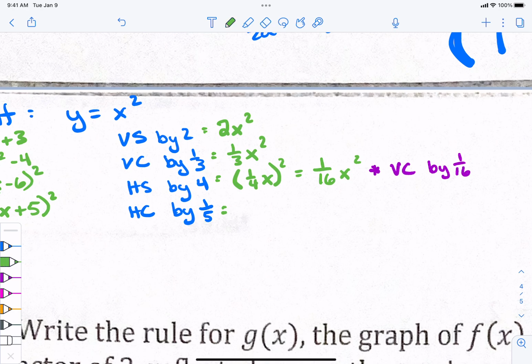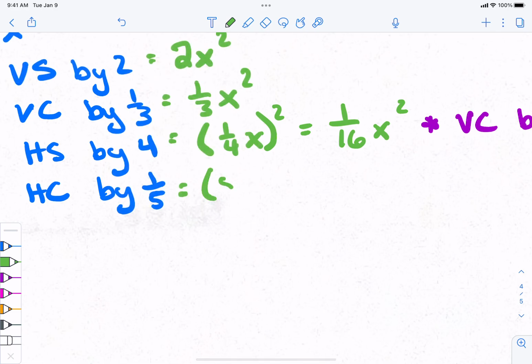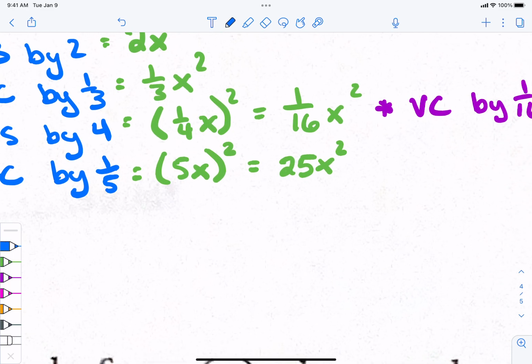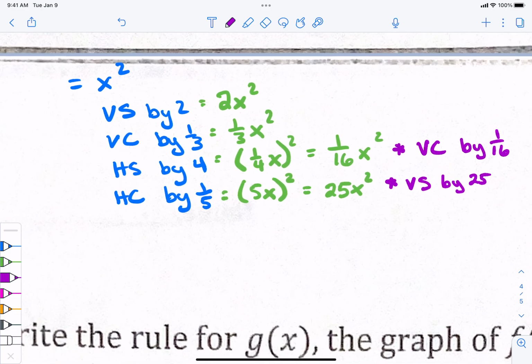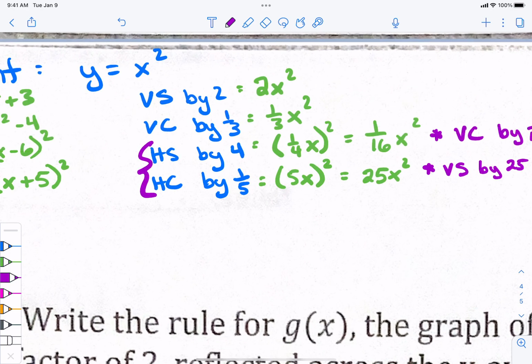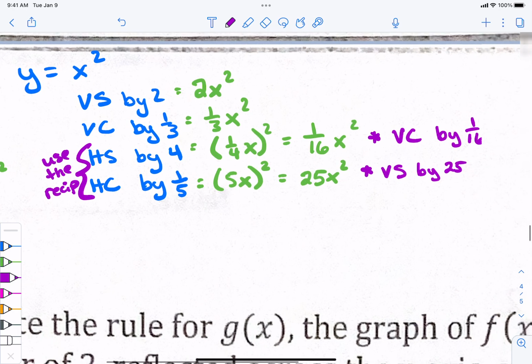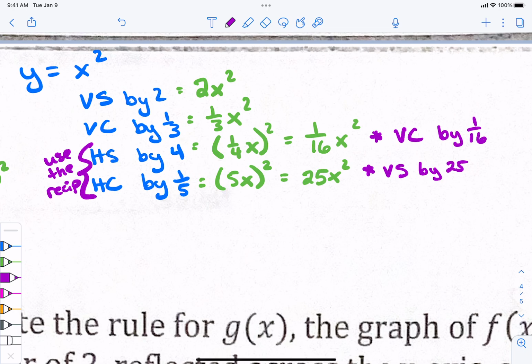Okay, what about a horizontal compression by 1/5? 5x parentheses squared, which is actually 25x squared. So a horizontal compression by 1/5 is the same as a vertical stretch by how much? 25. You see how that works? If that was confusing, don't write the purple part down. All right, use the reciprocal when you're doing a horizontal compression or a horizontal stretch. You flip it. Okay? Any of those rules we need to go over again?